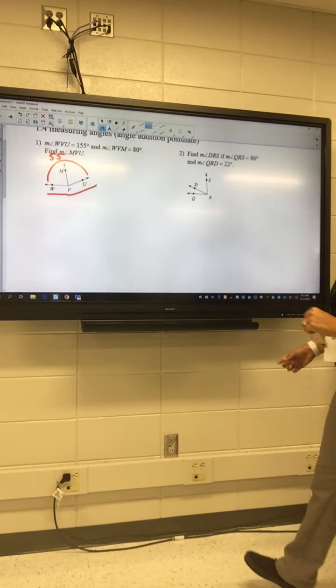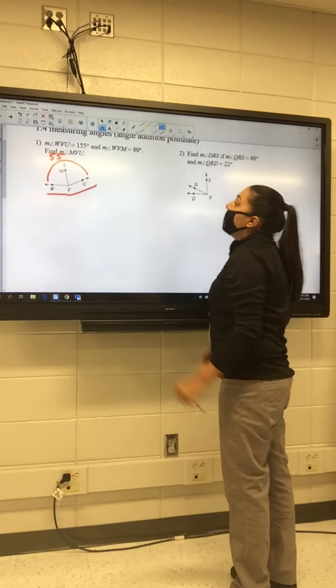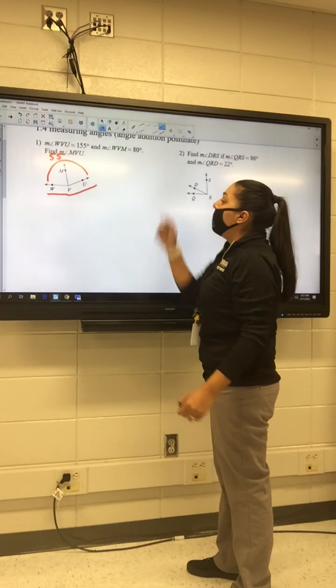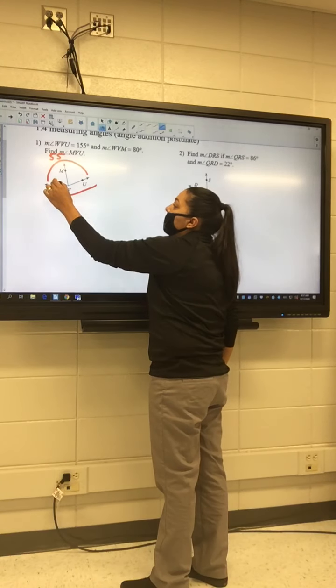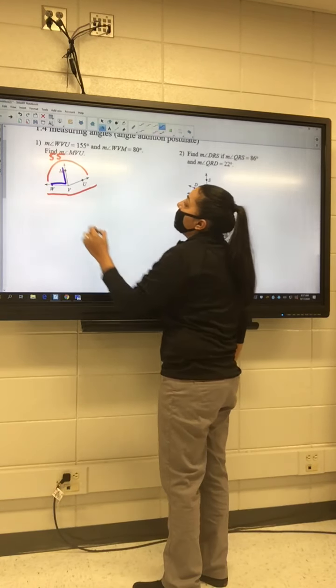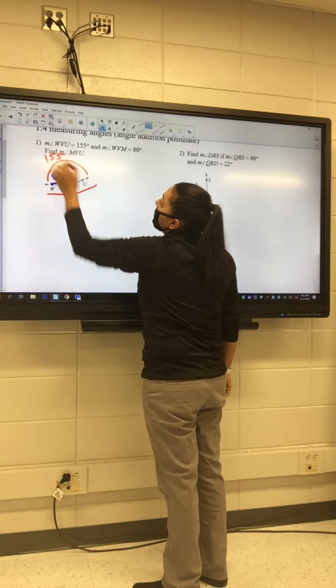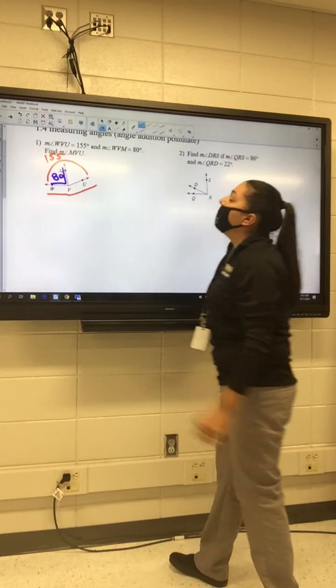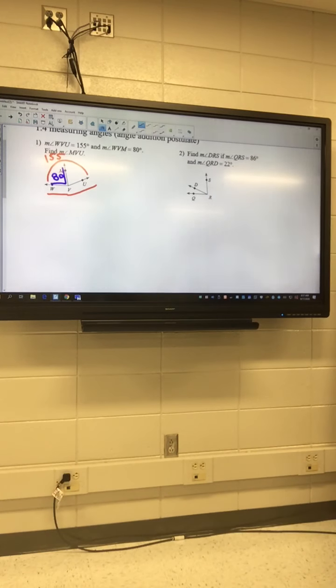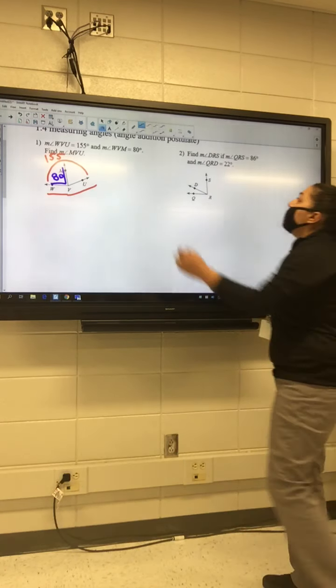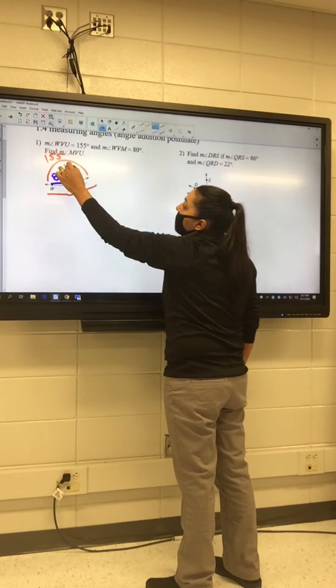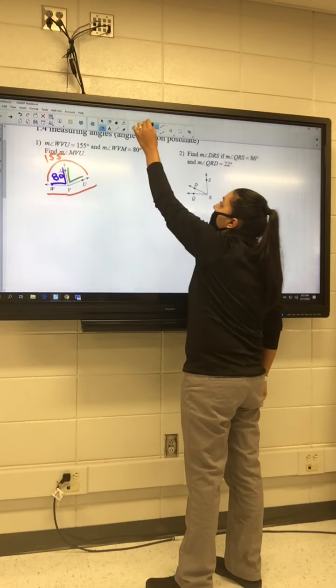And then it says angle WVM, so we need to find that. WVM equals 80 degrees. V is again the vertex. Oh, this should be 155. And then it says, well, find MVU. So MVU is going to be the other half.